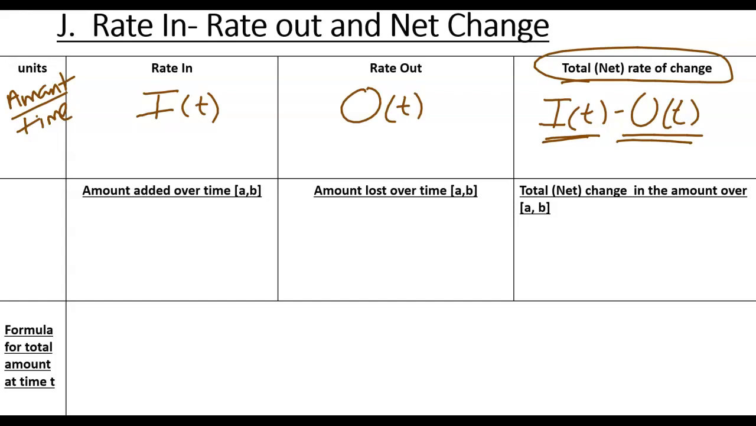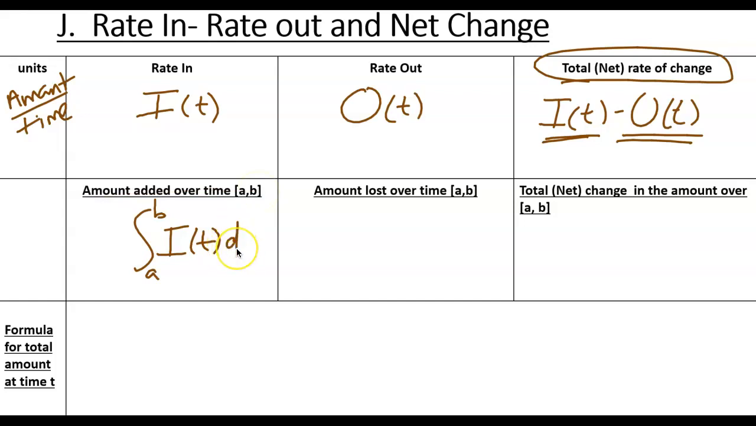Now, if you ever want to find how much water is added in, or whatever quantity you're measuring, you integrate the rate in. So if you integrate that rate in on the interval from A to B, that will tell you how much has been added over the time interval A to B.